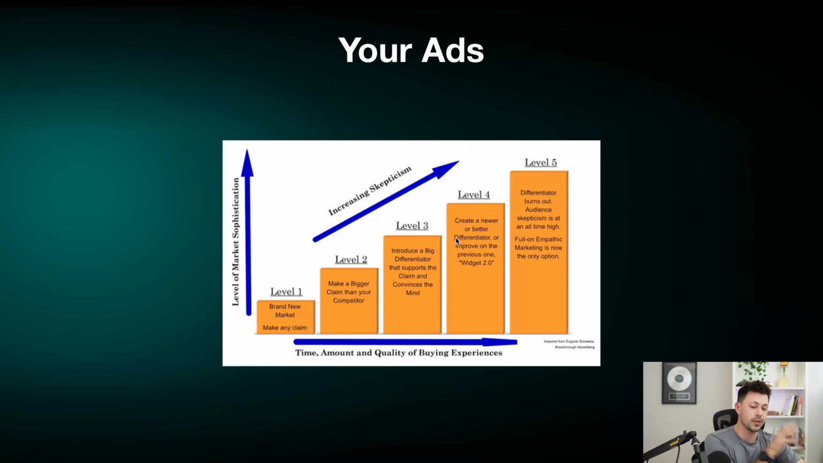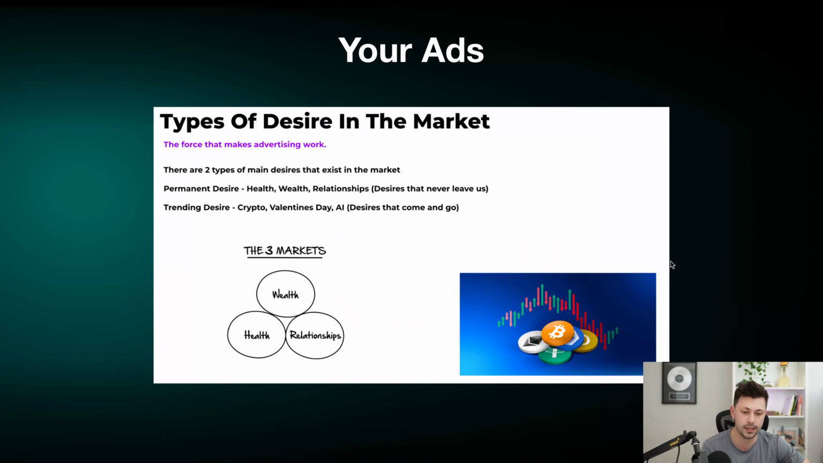Now, as much as it could go negative, it can also go positive. But the point is that your claims are getting overused and overdone with. And so a lot of customers are just skeptical of the claims that you're making. And then the final thing that you need to understand is the types of desires.